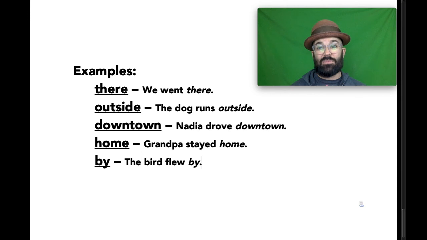Downtown is one that seems like a noun, and it can be used as a noun, but it's often used as an adverb, telling us where the verb took place. Nadia drove downtown. Home works the same way. We often use it as an adverb in English. Grandpa stayed home. Home is an adverb modifying the verb stayed. And then finally, by. This is another word that's on the prepositions list, but in this example, the bird flew by. It's behaving as an adverb, telling us where, very vaguely, the bird flew.